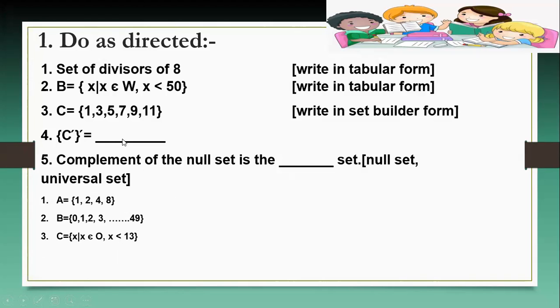Now C double dash. What is the meaning of C double dash? The complement of the complement set is the original set. That means C double dash gives you the answer C.